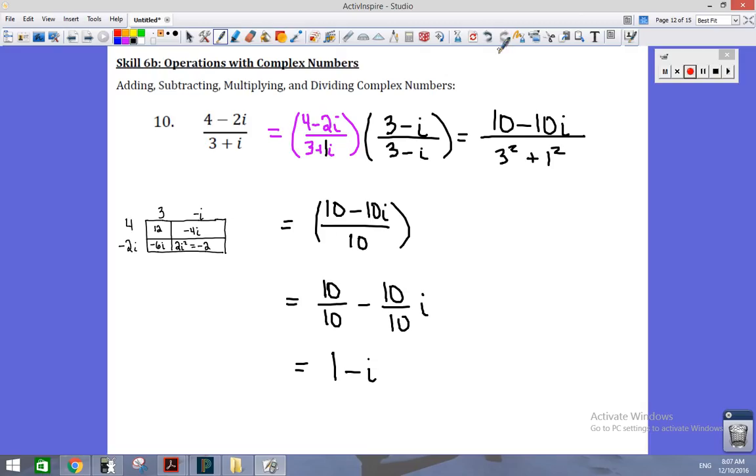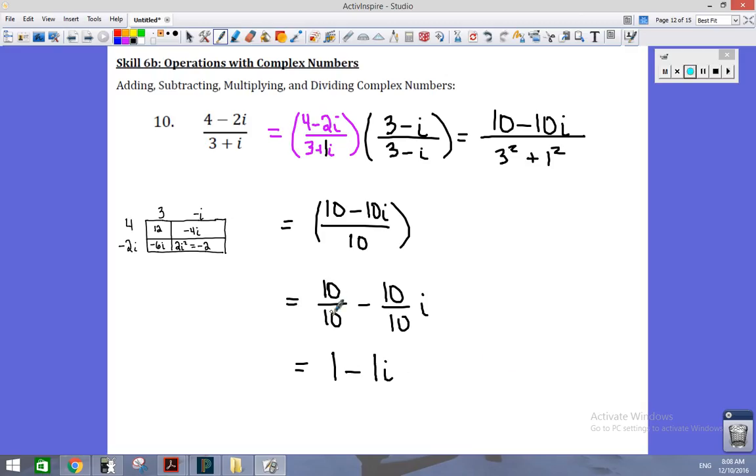So I've got this written in a plus bi form. Well, technically not plus bi form, a minus. I can identify a as 1, b as negative 1, and there's my final answer. And you don't have to have the coefficient of 1 written there. That's just for visual aid.